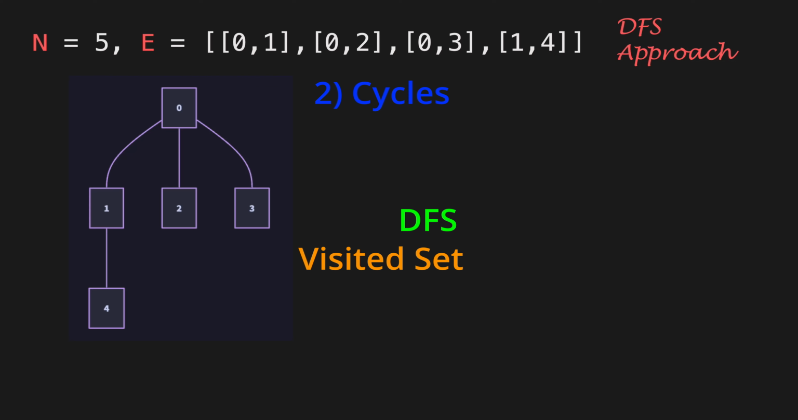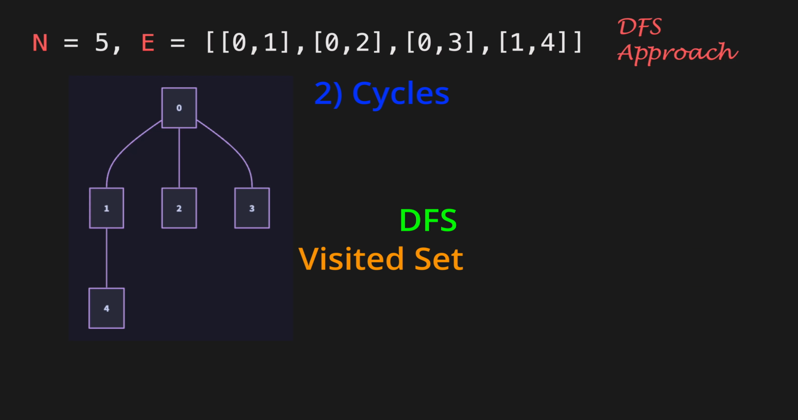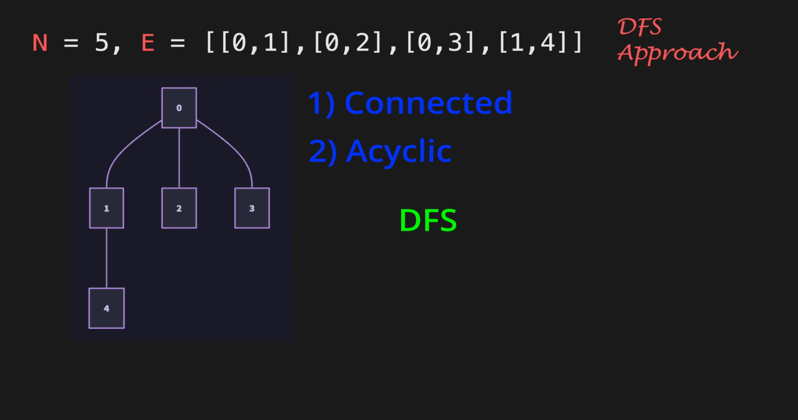Now, let's see how we can find cycles. Again, using the visited set. If we revisit a node during the traversal, that means we have encountered a cycle, so we return false immediately. But if we don't encounter a cycle, that means the graph is acyclic. So if both the conditions in the definition match, then we can return true, otherwise false.